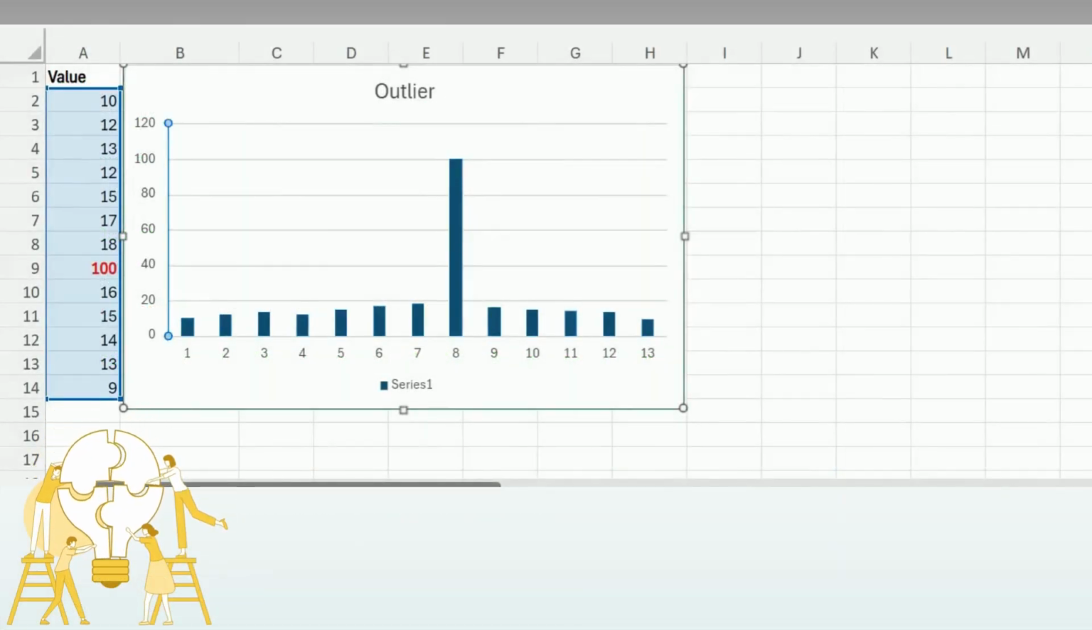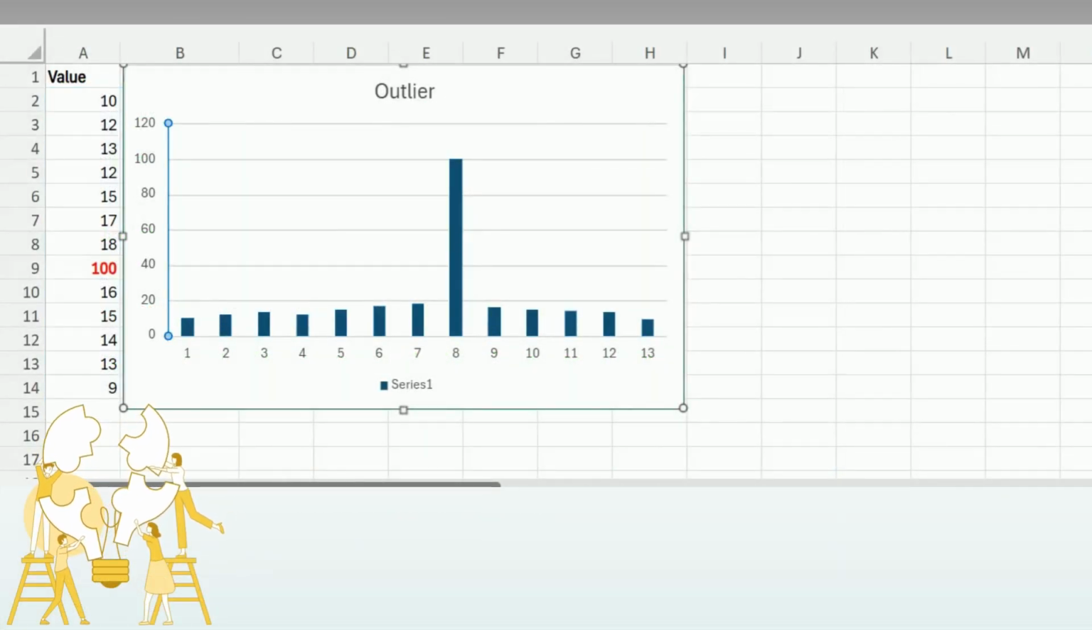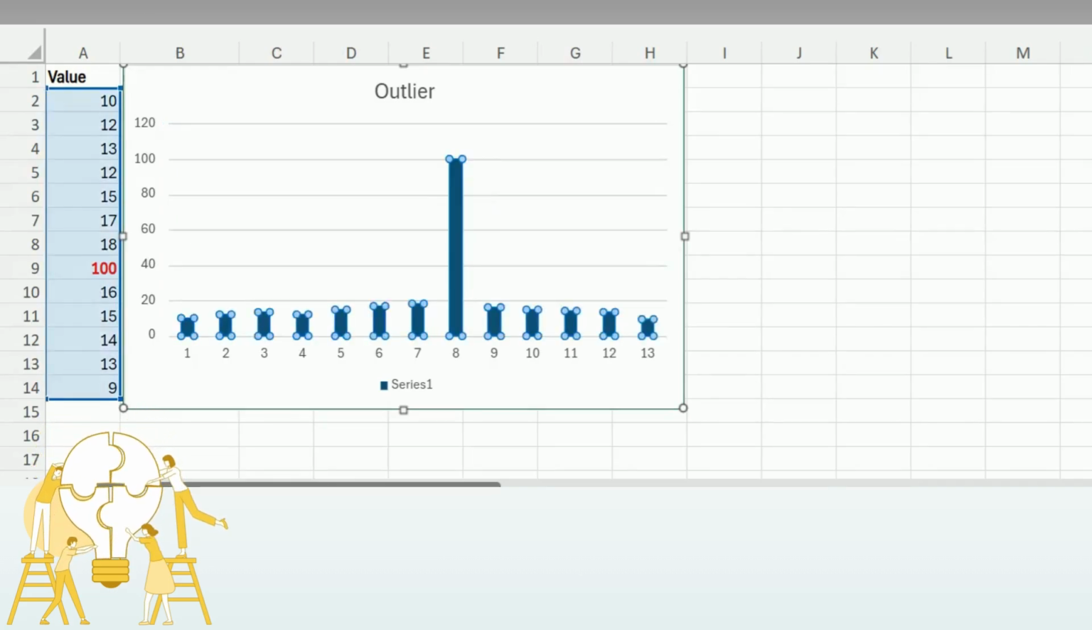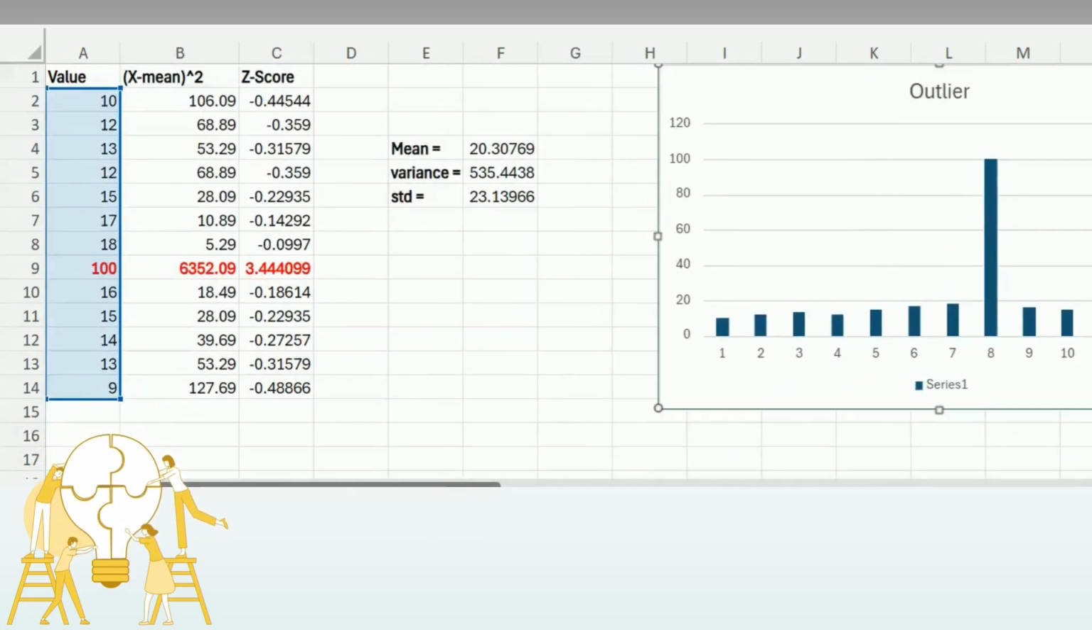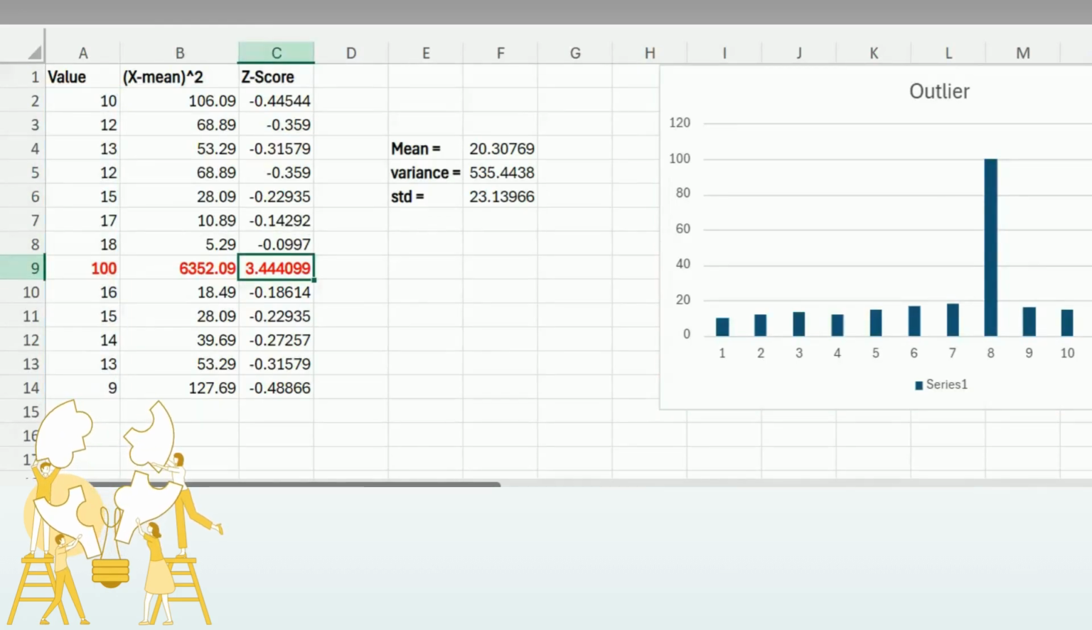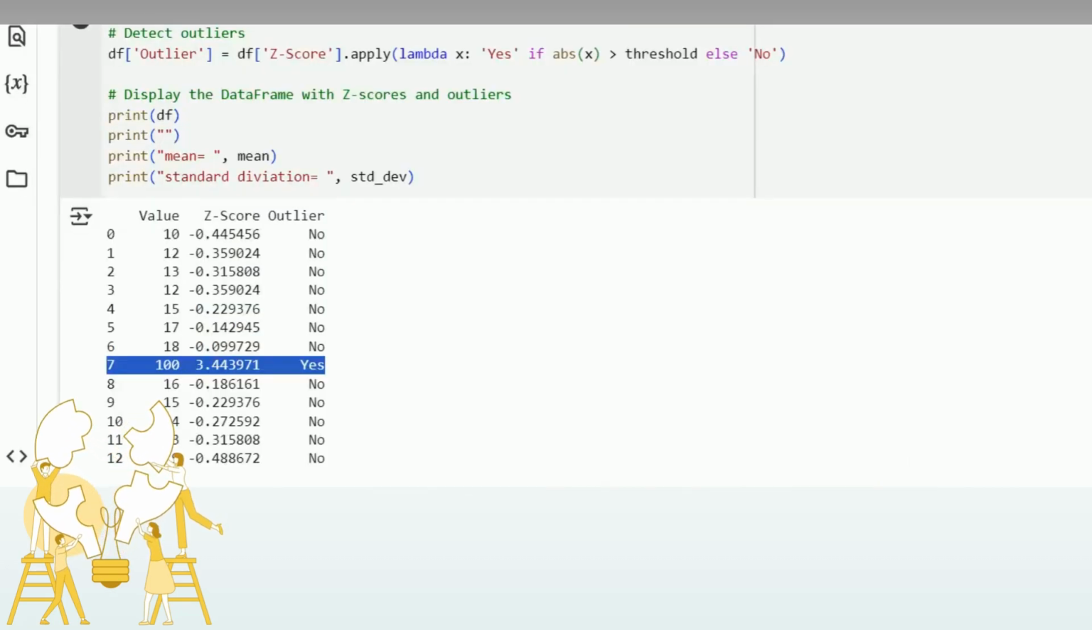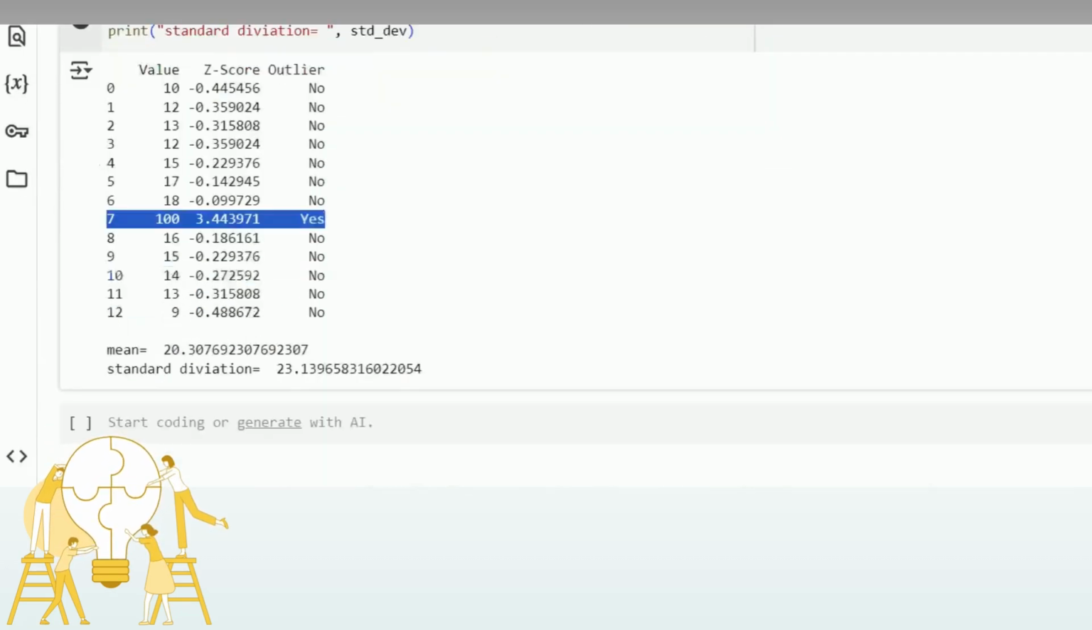First, let's solve it. Now, as we can see in this graph, all the values are in the range 0 to 20 except for 100. These are the values we'll find if we do the sum manually. As we can see, data value 100 has a Z-score of 3.44, which is greater than the threshold, hence it's an outlier. Now back to the code.